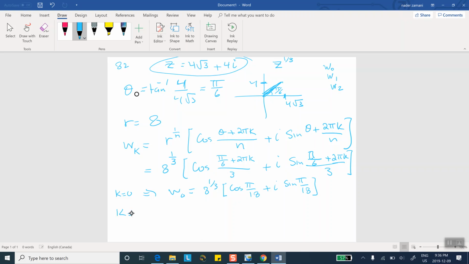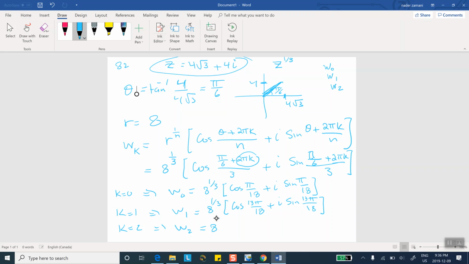When k is 1, W1 is going to be 8 to the 1/3, which again, incidentally, is 2. Cosine, in here, you put k equal to 1. What do you get? You get 2 pi there. Pi over 6 plus 2 pi is 13 pi over 18 plus i sine of 13 pi over 18. And then k equal to 2.